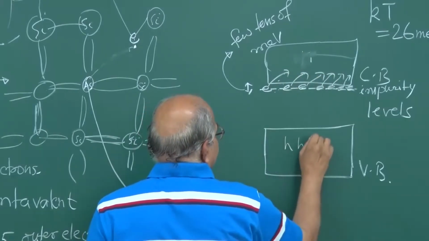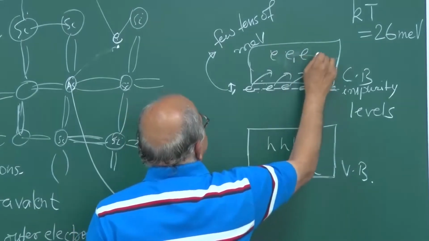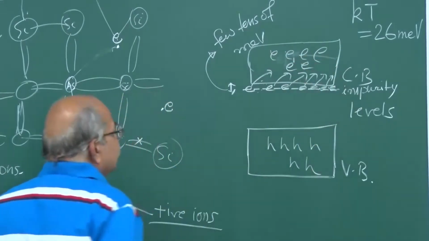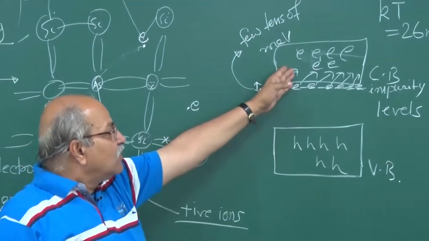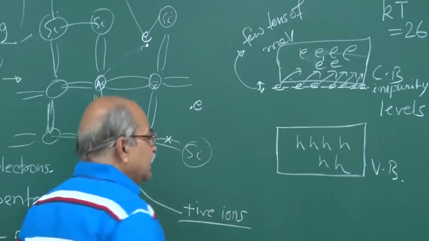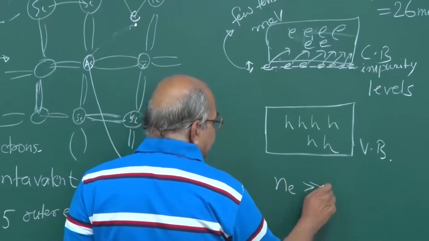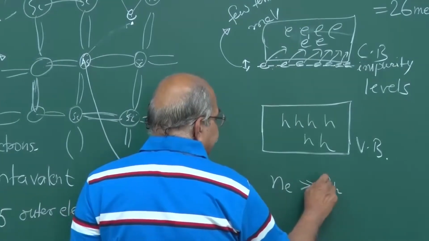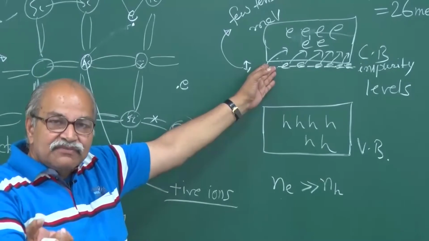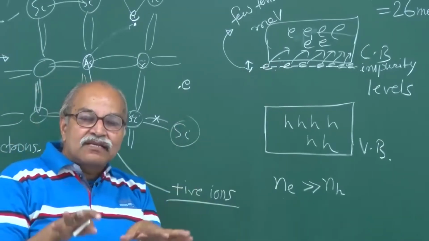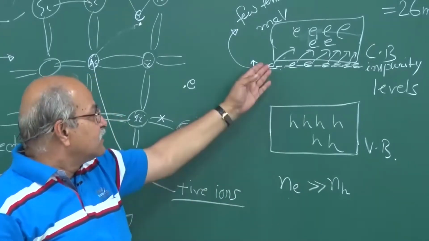Okay, so to start with, there were some holes and an equal number of electrons, but then because of these impurity levels, these electrons have gone here, and so Ne is much greater than NH. How much greater? That depends on how much impurity we have doped, what fraction of the total is arsenic. So that will decide this.